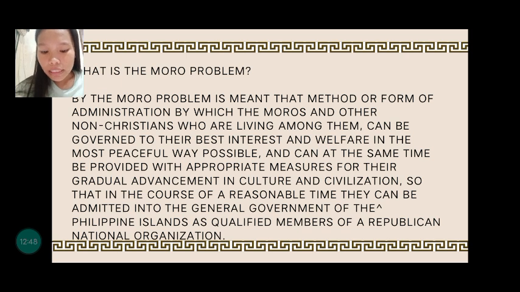So by the Moro problem is meant the method of administration by which the Moro and non-Christians living among them can be governed according to their best interest and welfare. So there is nothing wrong with that. They are just to be governed by their own best interest.